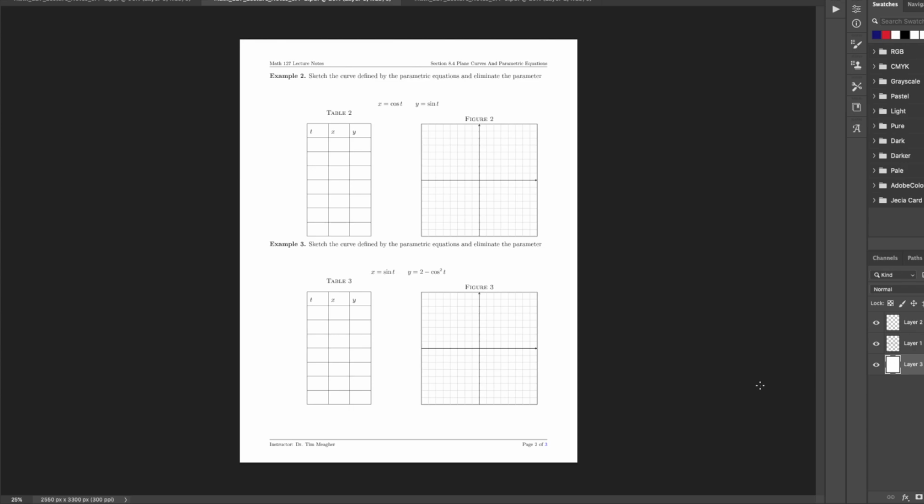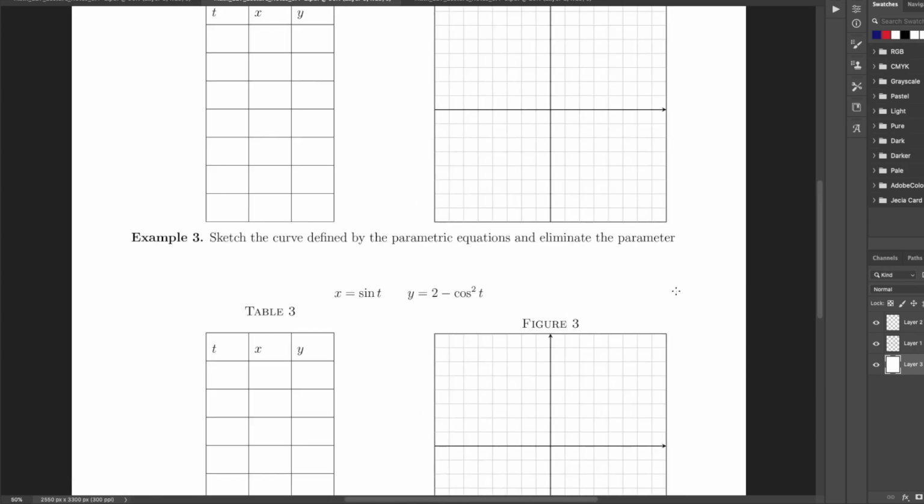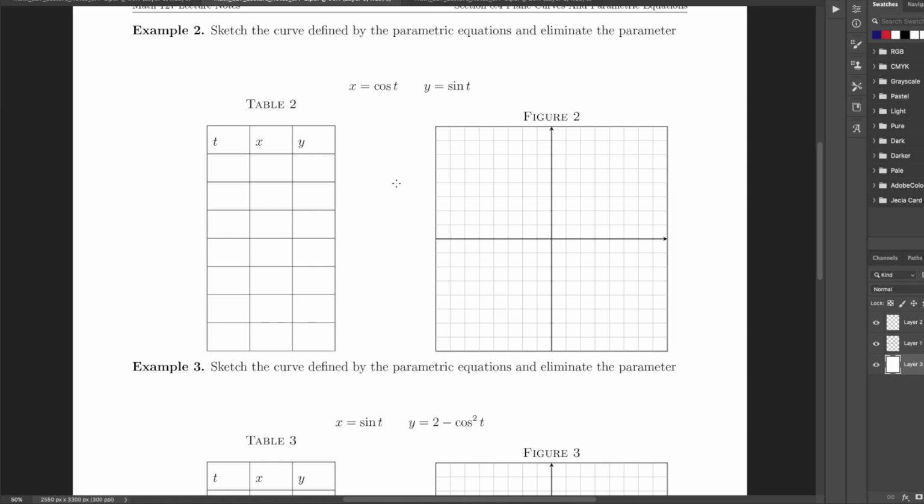Alright, so let's just do 2 more real quick. So here we're going to have x is sine of t and y is cosine of t. Alright, so let's just start at t equal to, and notice here what makes the best sense for us to do is 0. And let's just do pi over 4, pi over 2, 3 pi over 4, pi, 5 pi over 4, and then 3 pi over 2.